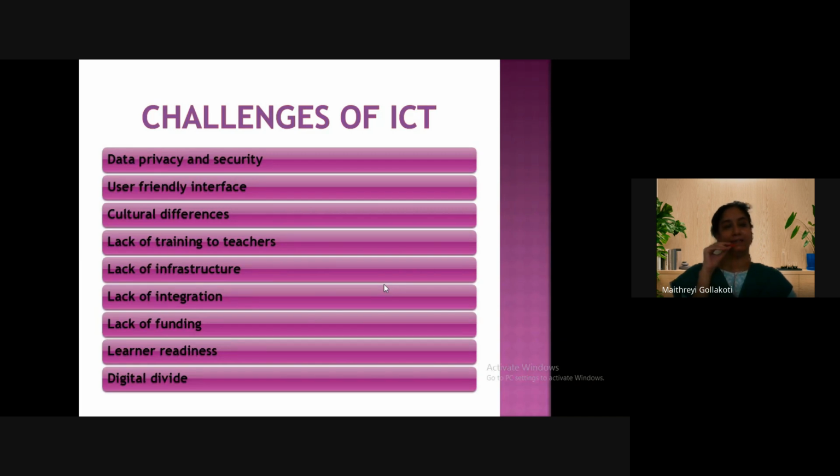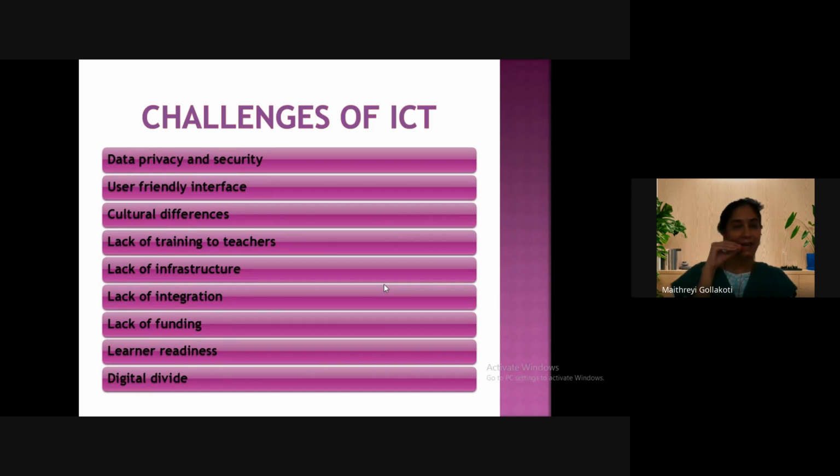Challenges of ICT. What are the challenges of ICT? For everything, whichever technology we take, there are always some kinds of roadblocks because it is not so easy to implement different technologies.